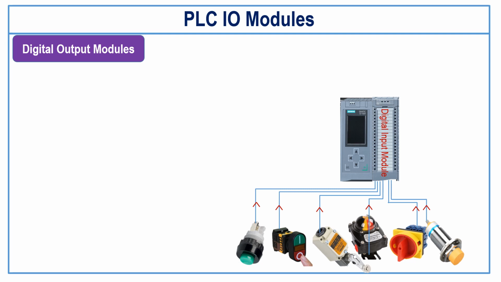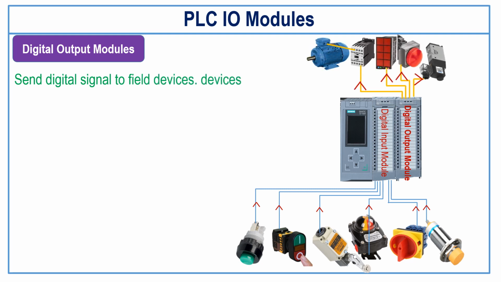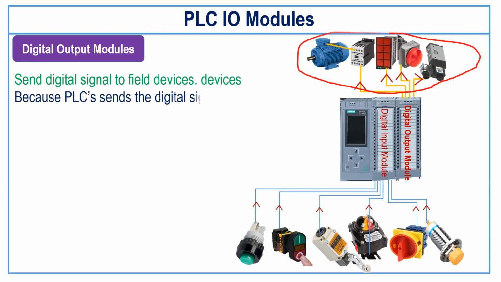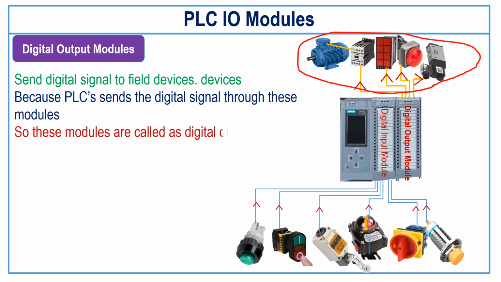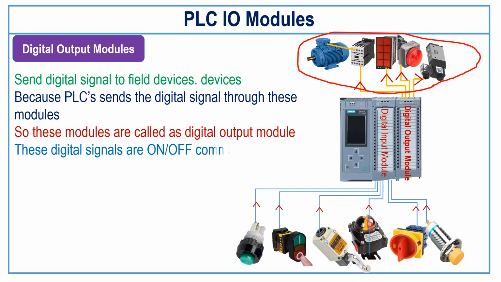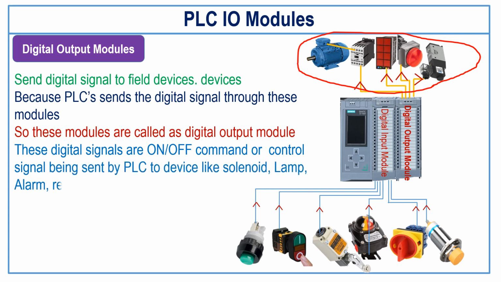Digital output modules. The digital output modules send the digital signal to the field devices. Because the PLC sends the digital signal through these modules, they are called digital output modules. These digital signals are basically on or off commands or control signals sent by the PLC to devices like solenoid, lamp, alarm, relay, motors and actuators. These devices can all be connected to the digital output modules.